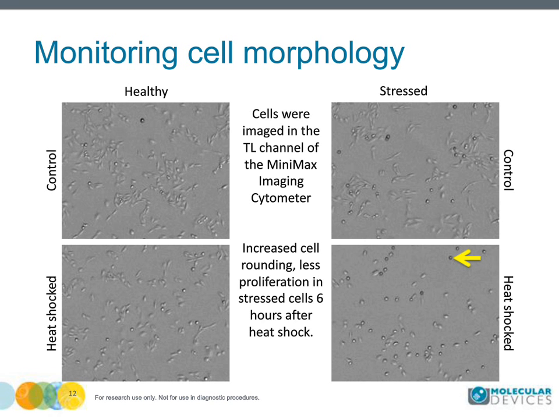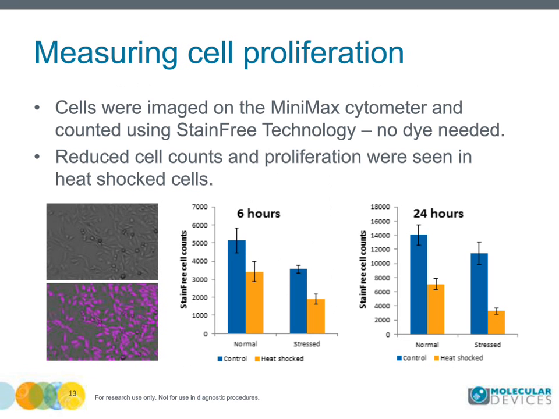So that's actually the first thing we wanted to measure: how many cells are there in the wells 6 hours after heat shock and 24 hours after heat shock. So we can do that initially without doing any staining or dyeing of the cells by using the MiniMax and the StainFree technology for cell counting.